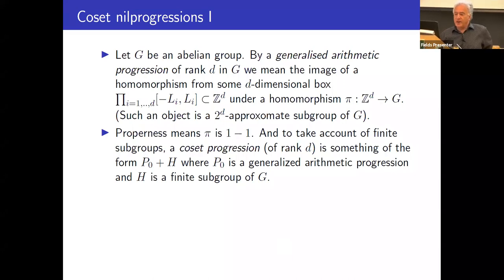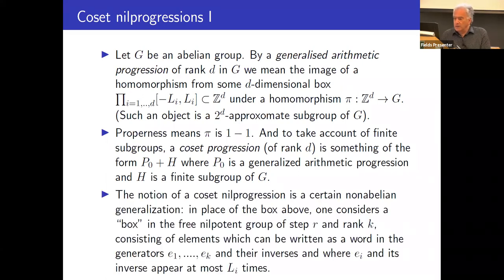Now, one wants to take account of finite subgroups of G. So what they call a coset progression of rank D is something of the form P0 plus H, where P0 is a generalized arithmetic progression of rank D, as before, and H is a finite subgroup of G. By the way, if P0 is empty, then you just have a finite subgroup. So this includes finite subgroups. I think in the literature sometimes they use translated progressions in place of this, but Gabe wrote this with this notation.